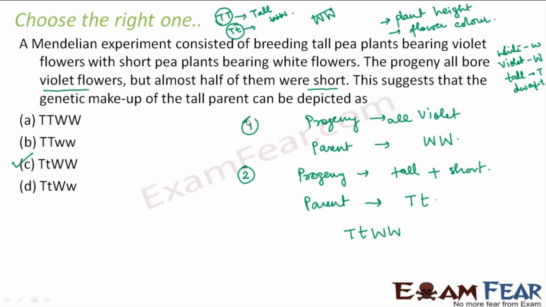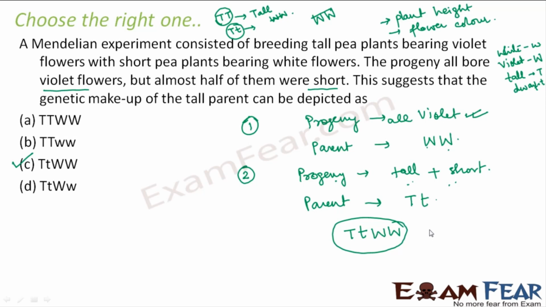Clear? So you understand the logic? We have discussed all these things. Whenever the parent is homozygous, all the next generation are going to be of the same dominant trait. So here, since the F1 generation is all violet, this shows that violet is the dominant trait out of the two flower colors, and it also says that the parent is homozygous violet, that is WW. But for the height character, the progeny is a combination of tall and short. Some are tall, some are short. So the parent has to be heterozygous, and that is why this is going to be the genetic makeup of the tall parent, right?